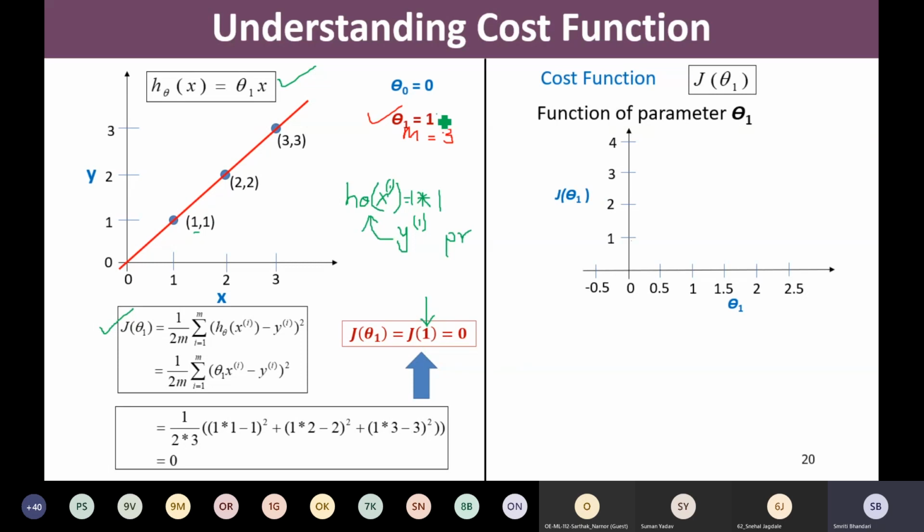Now the selected value right now for theta 1 is 1. So this is my theta 1, and what I have computed as J of theta 1 is 0. So if I plot J of theta 1 against theta 1, for theta 1 equal to 1, I come up with this point.